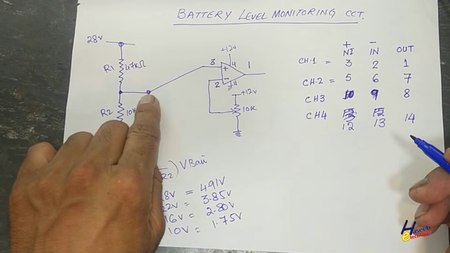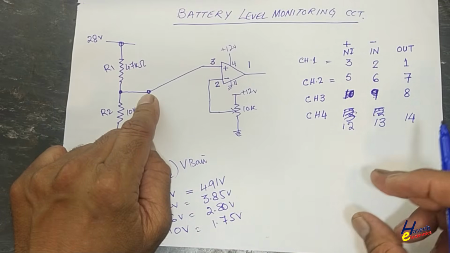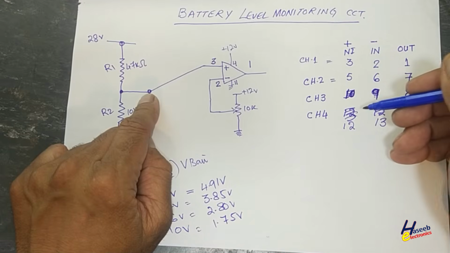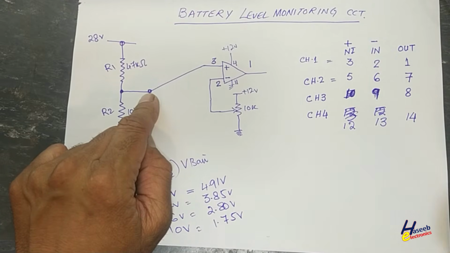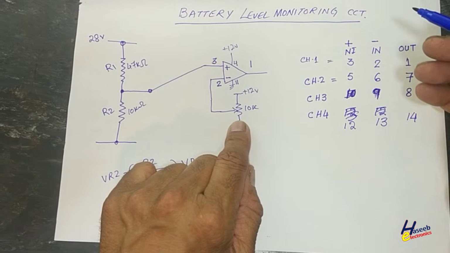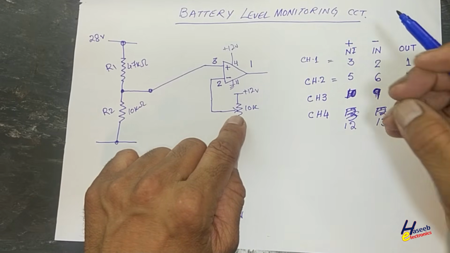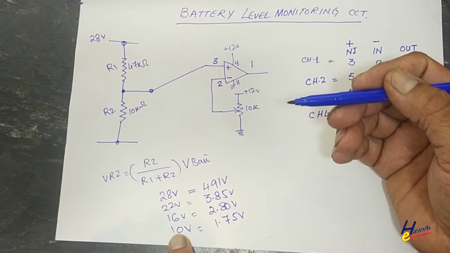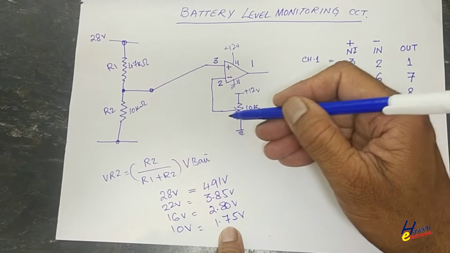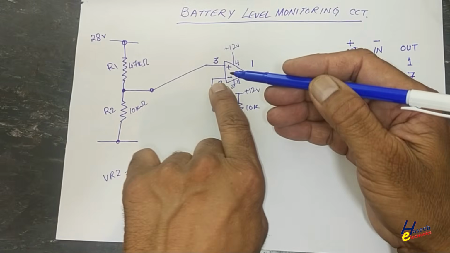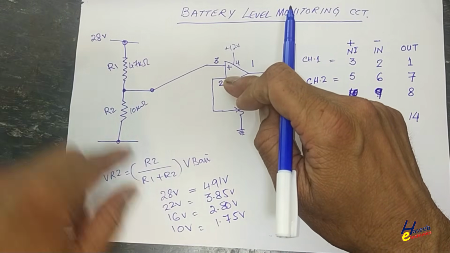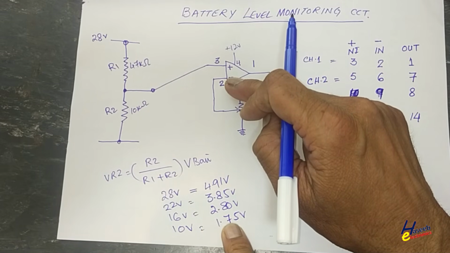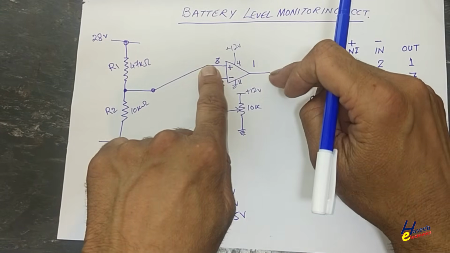Same configuration, same pin will be routed to all operational amplifiers: pin number 3, pin number 5, pin number 10, pin number 12. We will use 4 potentiometers. Each potentiometer will provide its reference. Let's suppose first channel will monitor 10 volts. This potentiometer will provide 1.75 here. When voltage will drop up to 10 volt, this pin will receive this voltage. That time it will provide output.